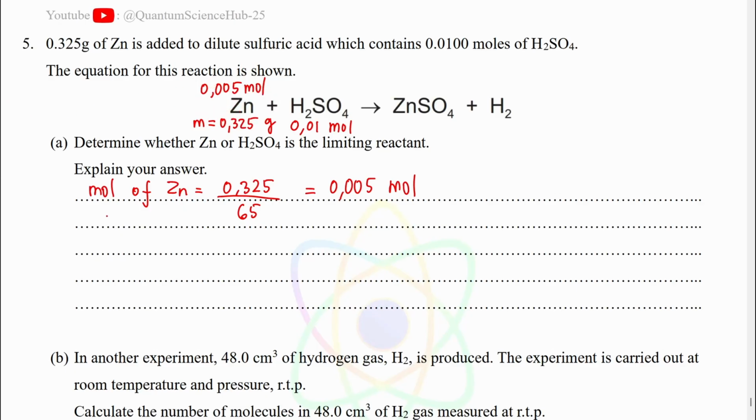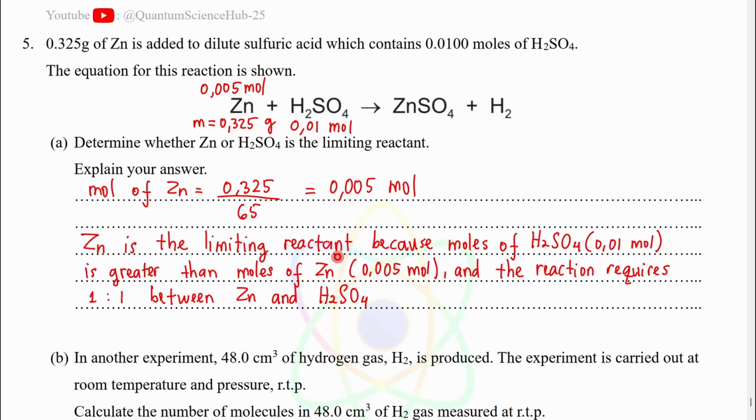Okay? So how to answer this? You can say Zn is the limiting reactant because the moles of H2SO4, which is 0.01 mole, is greater than the moles of Zn, which is 0.005 mole. And the reaction requires 1:1 between Zn and H2SO4.